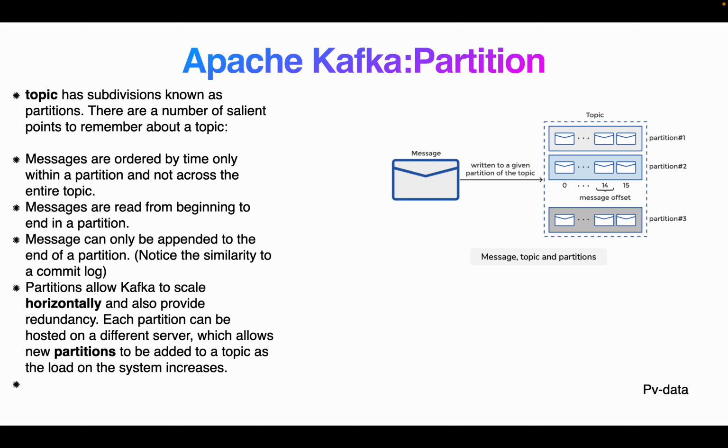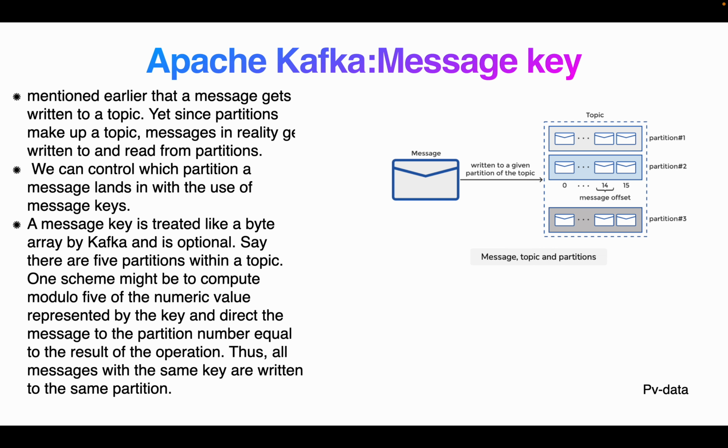A message can only be appended to the end of a partition. Partitions allow Kafka to scale horizontally and also provide redundancy. Each partition can be hosted on a different server, which allows new partitions to be added to topics as the load on the ecosystem increases.